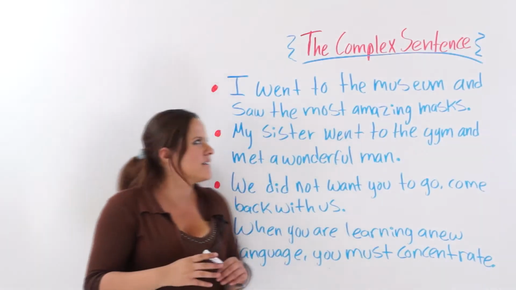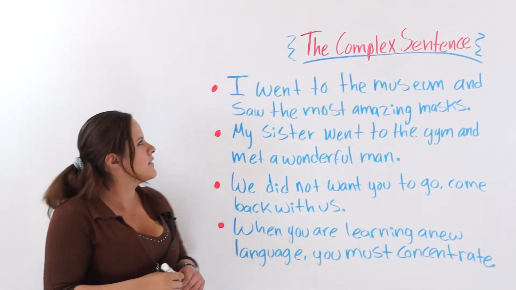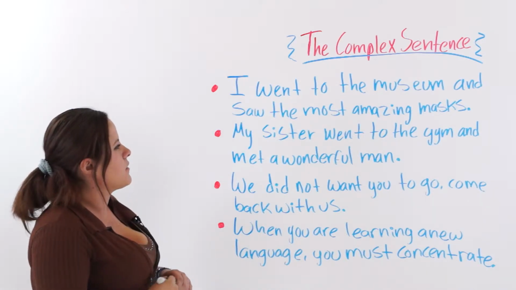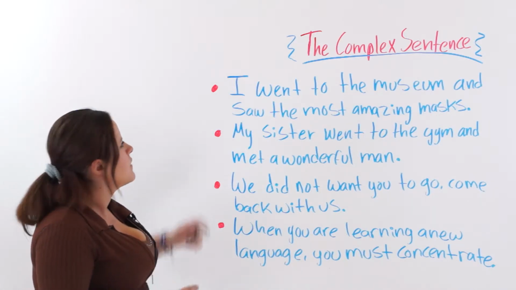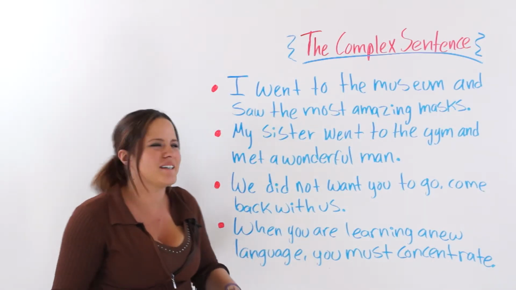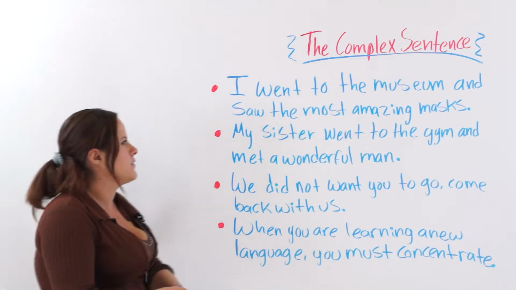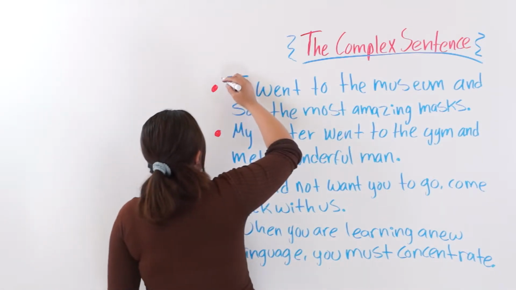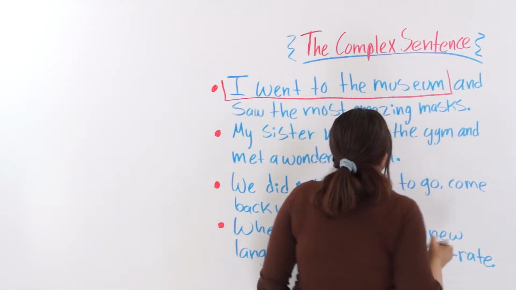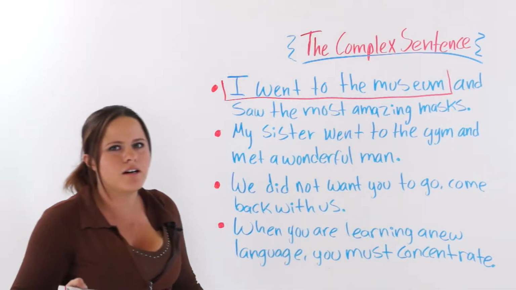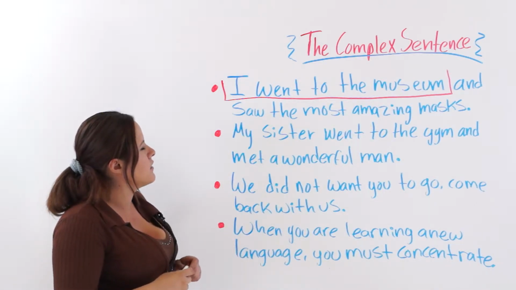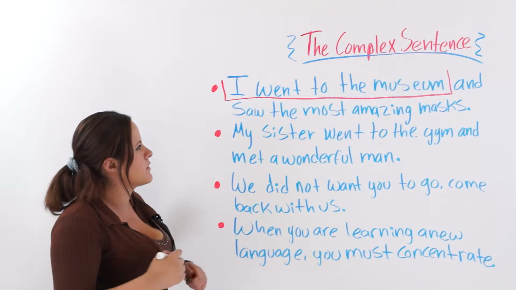All right, so now we are going to practice. The first example says, I went to the museum and saw the most amazing masks. Is the first one a complex sentence or not? I went to the museum. Here we have a principal or independent clause.